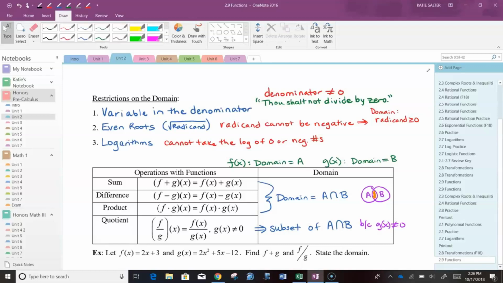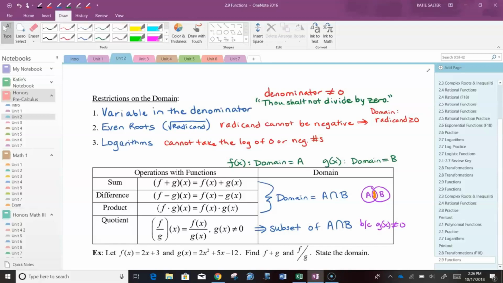All right, so how do we figure out domains when we are adding, subtracting, multiplying, or dividing 2 types of functions? First of all, let's let the domain of the function f of x be A, and let's let the domain of the function g of x be B. If you add 2 functions, subtract 2 functions, or multiply 2 functions, the domain of these new functions that we have created is the intersection of the domains of the original functions. That means it has to satisfy both of the domains.